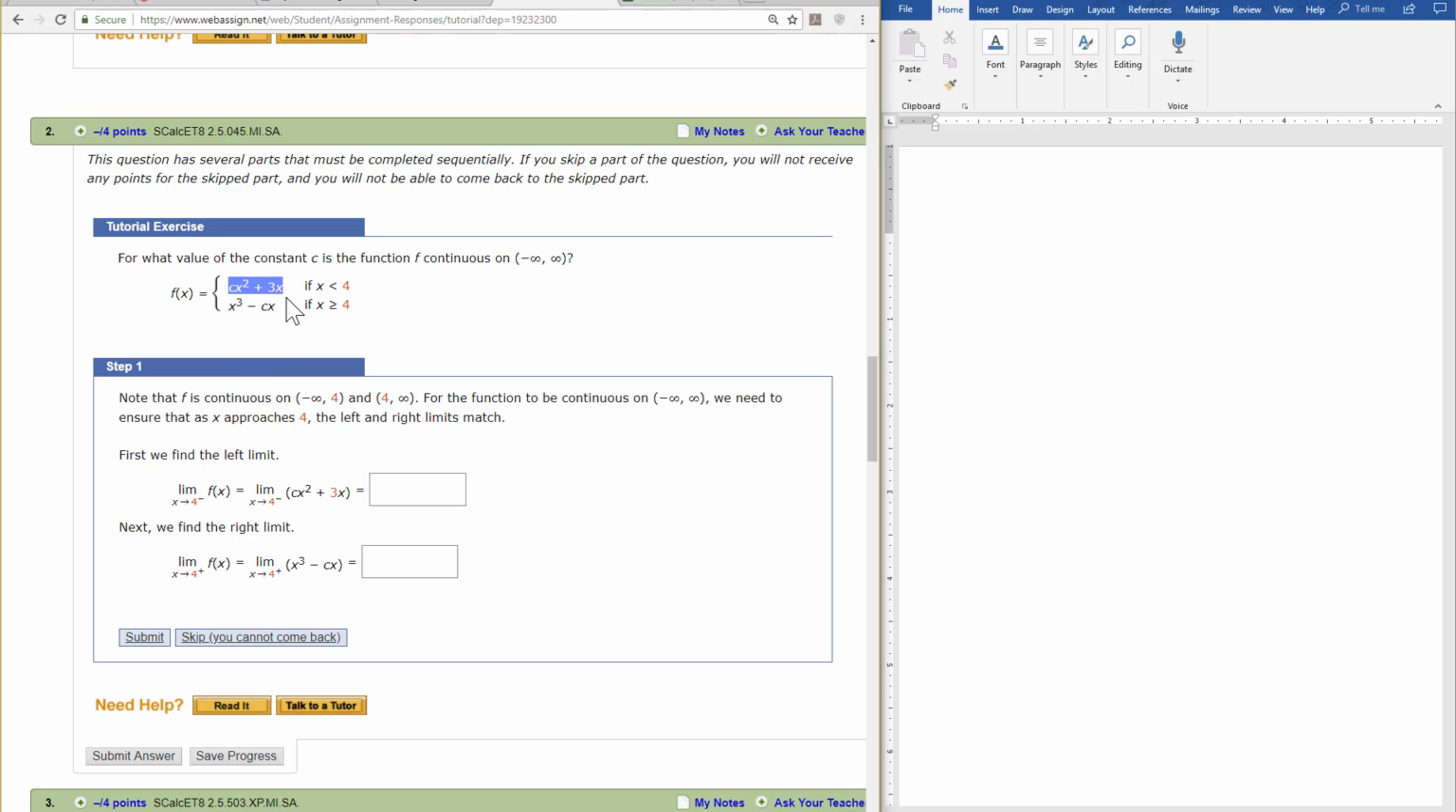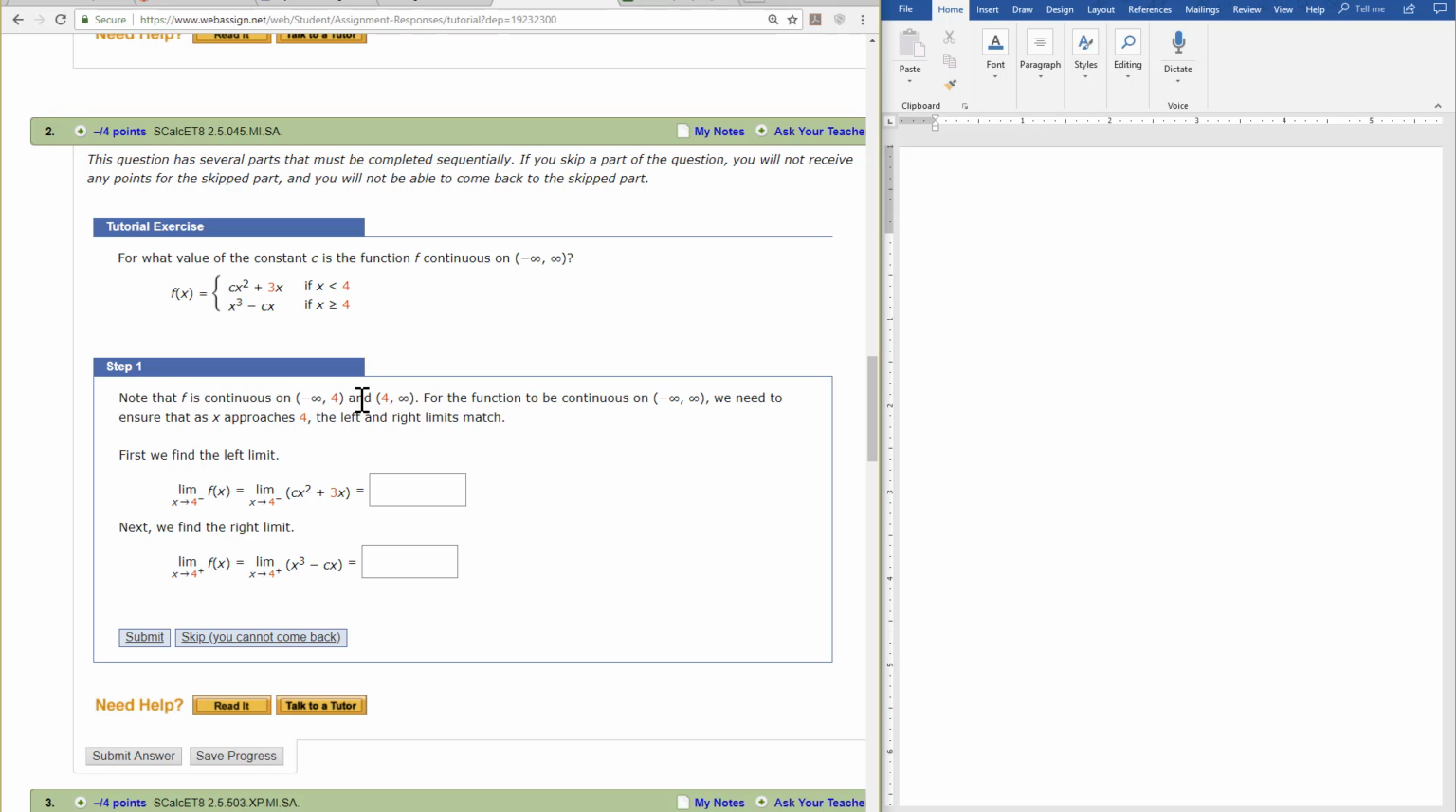So as it approaches 4 from the left side, we're going to consider this function where for x less than 4, we're going to need to use c times x squared plus 3x. And coming from the right side, when x is bigger than 4, we'll be using x cubed minus c times x. Alright, so step 1.